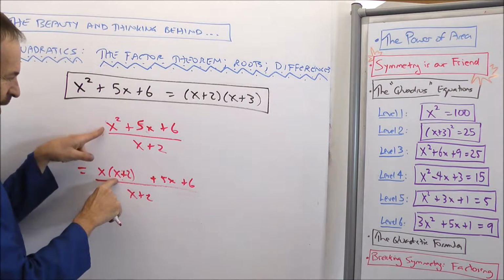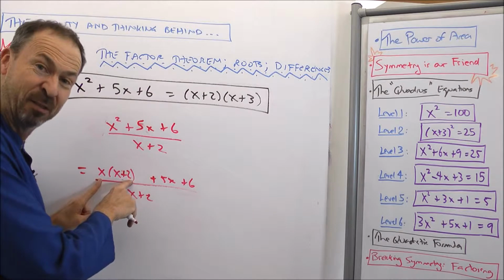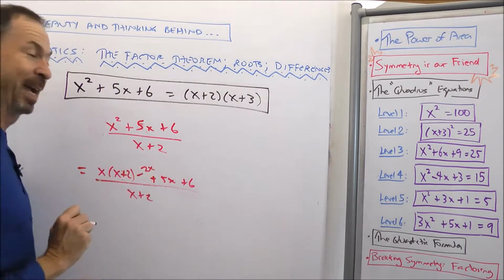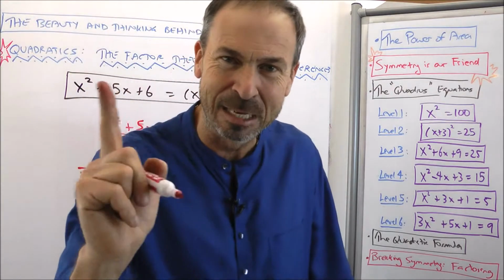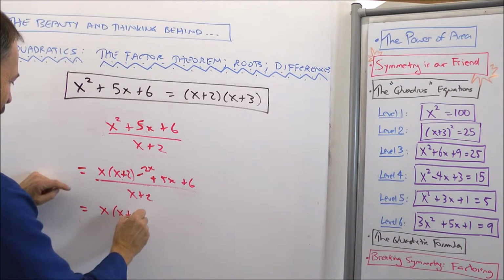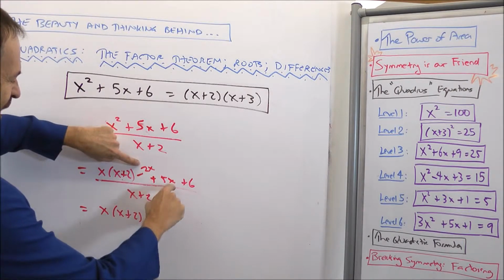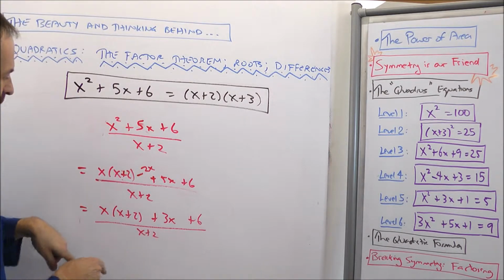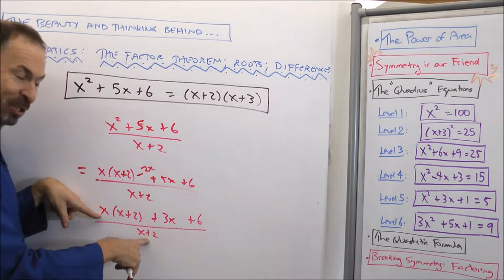Okay, there's my x squared, but now I've introduced a positive 2x. That shouldn't be there, so let me counteract that by subtracting 2x. Do you see what I'm doing? It's the same as I did before with those rectangles. So what I've really got now is x times x plus 2 minus 2x plus 5x, that's plus 3x plus 6, still over x plus 2. So I've at least made the first part a multiple of x plus 2.